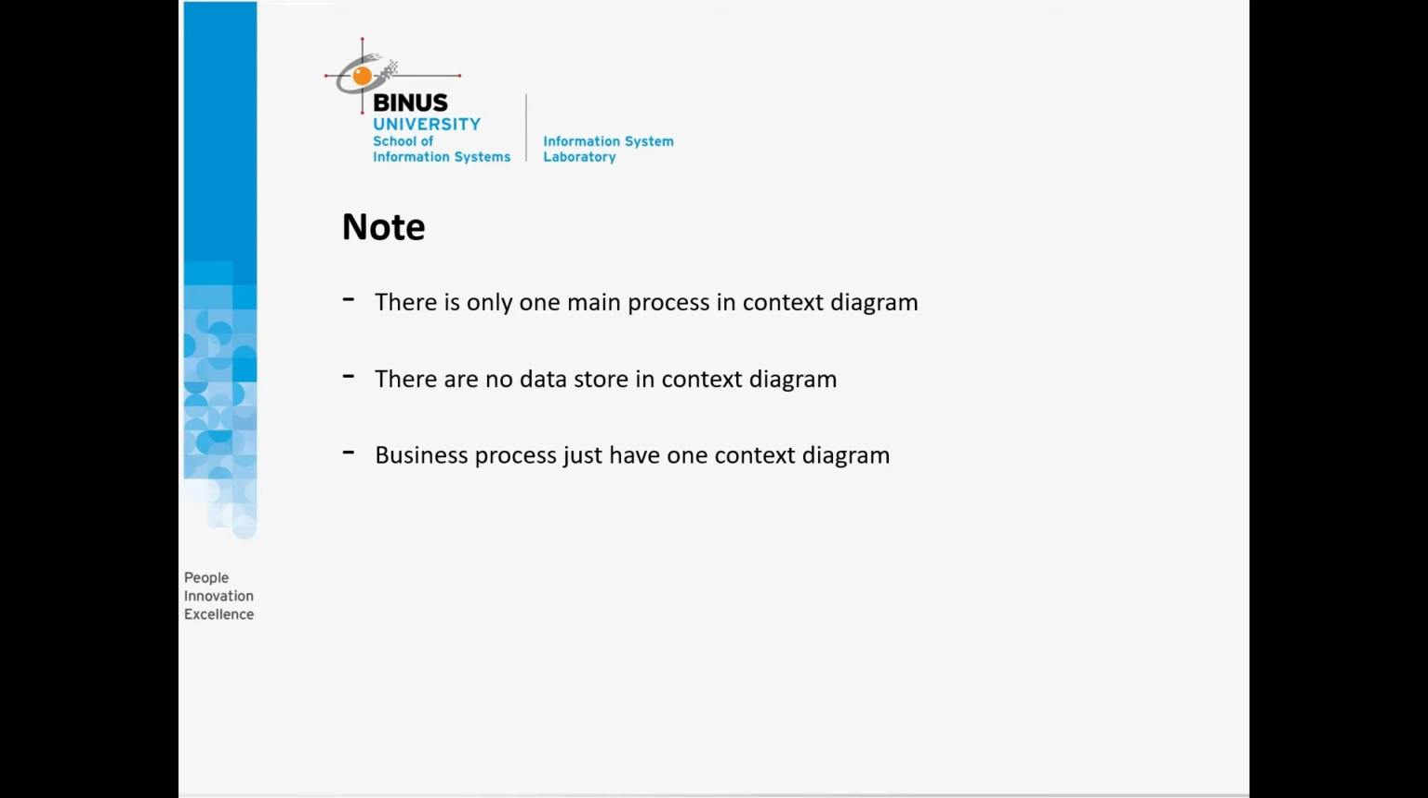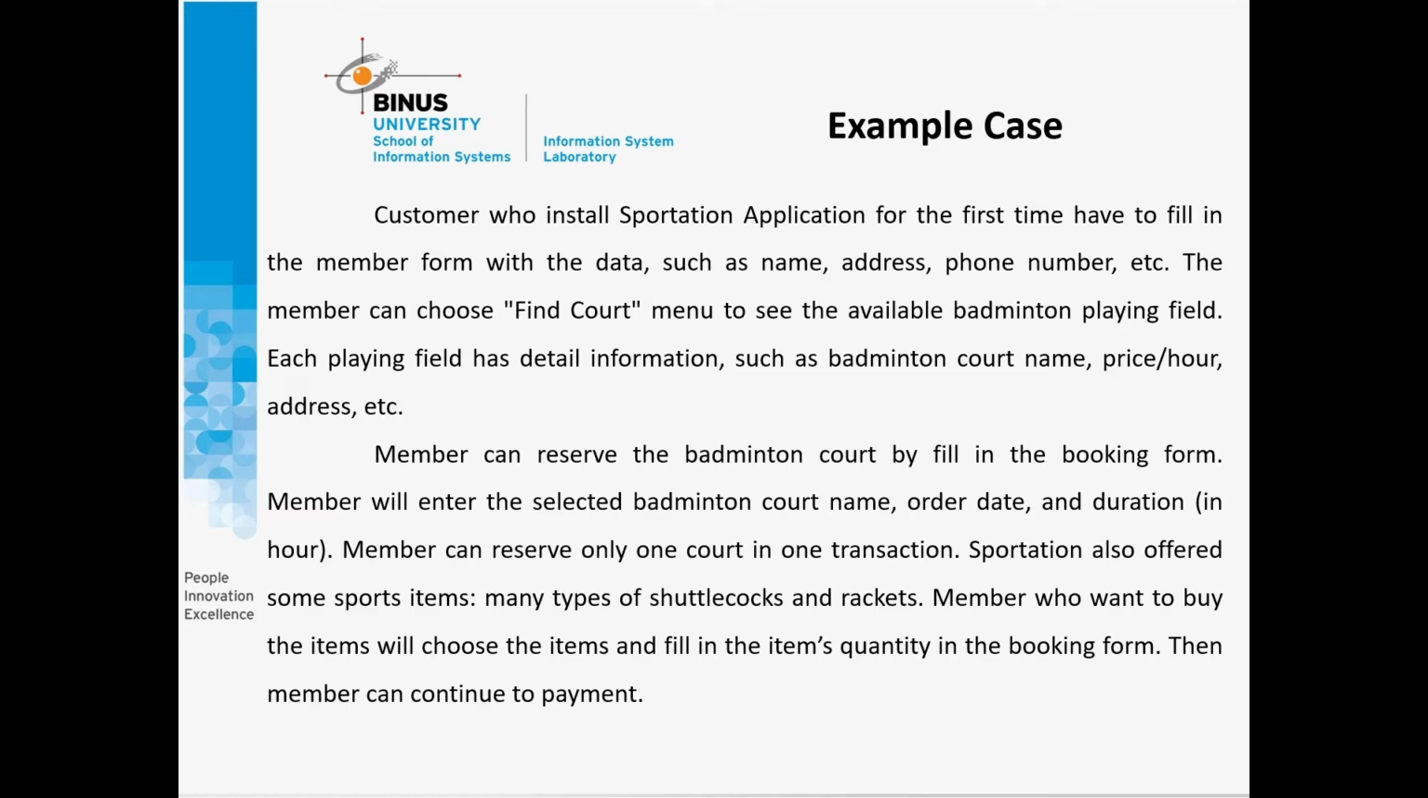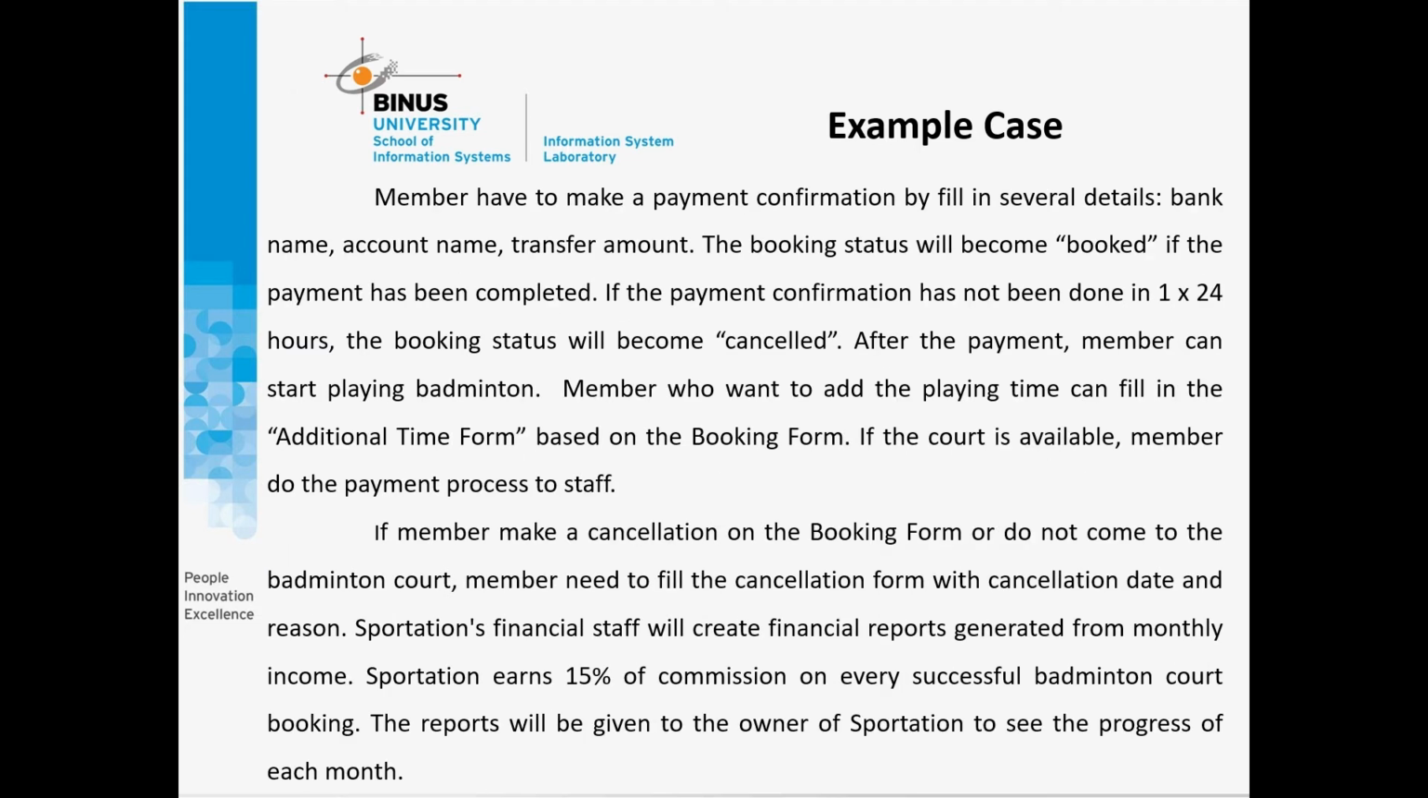First, there is only one main process in a context diagram. Second, there is no data stored in a context diagram. If the system uses data from or supplies data to another independent information system, the system should be shown as an external entity, not a data store. Third, a business process has just one context diagram. The following is an example case of Sportation.